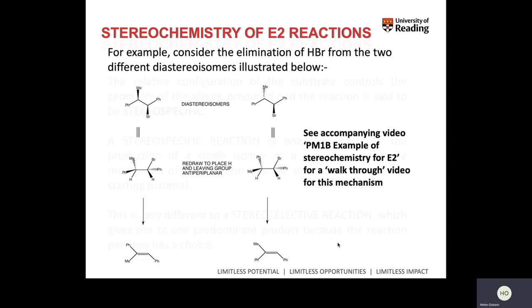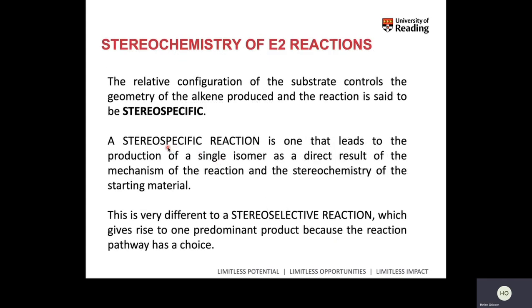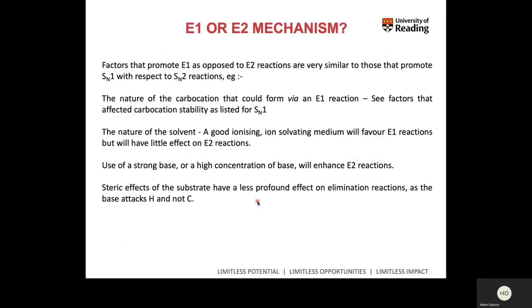Okay, so that's really important that you hopefully understand that the E2 reaction is stereospecific. It leads to the production of a single isomer as a direct result of the mechanism of the reaction and the stereochemistry of the starter material. Remember that the SN2 reaction is also stereospecific. In that case, we get inversion of stereochemistry. Remember that the E1 reaction is stereoselective and that the SN1 reaction is neither stereoselective nor stereospecific because it leads to a mixture, a 50-50 mixture of the enantiomers.